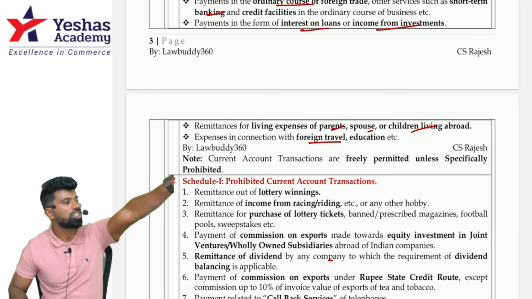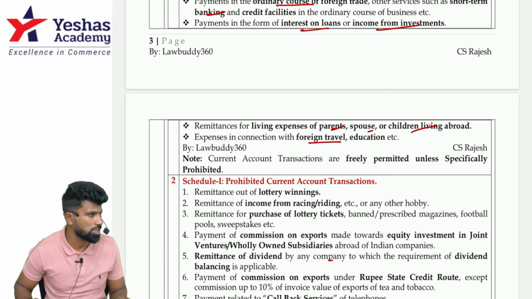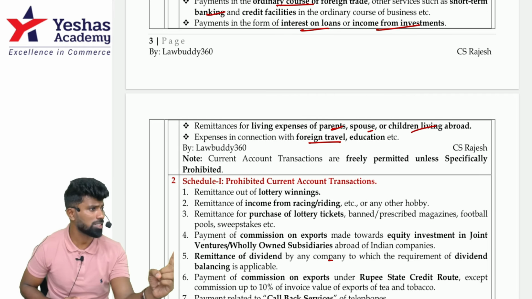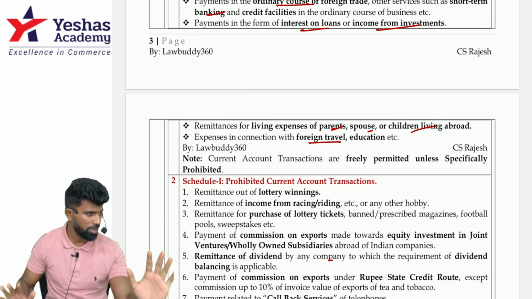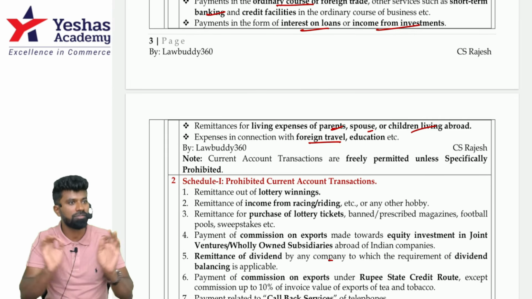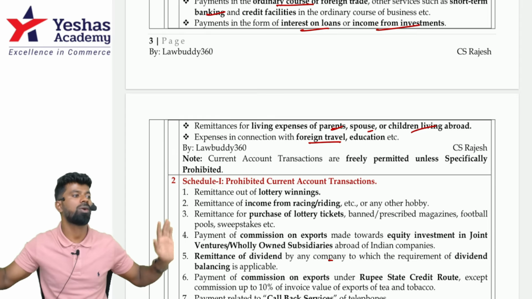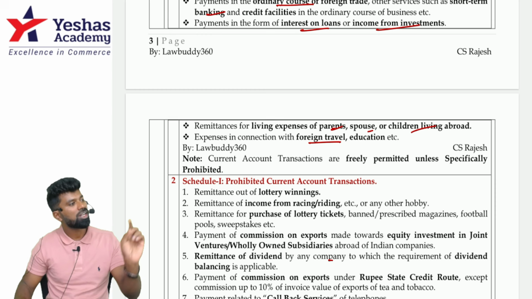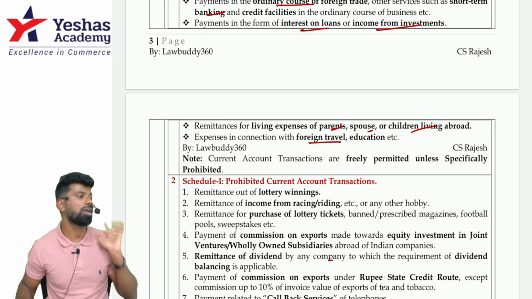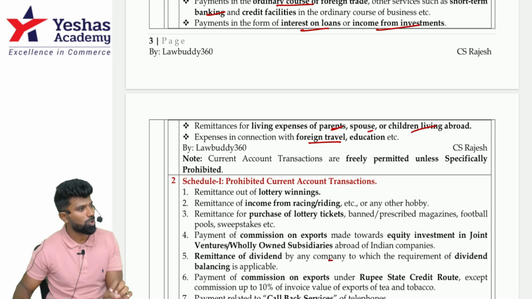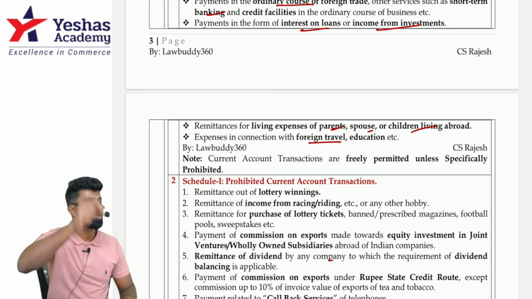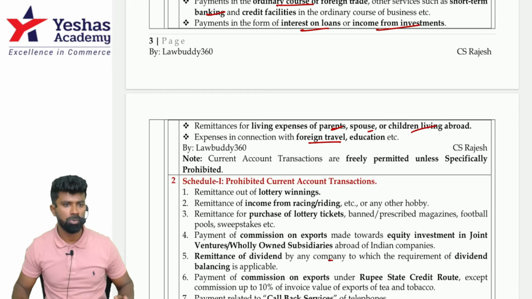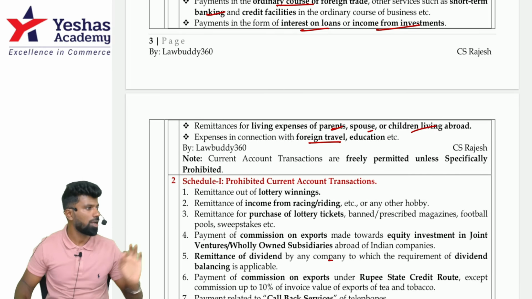There are 3 schedules under the current account transaction: Schedule 1, Schedule 2, Schedule 3. Schedule 1 provides the prohibited current account transactions, meaning a person cannot undertake the following types of transactions. Second, there are a few transactions which require approval of the central government. And Schedule 3 provides the list of transactions which require whose approval? RBI's approval. These 3 lists are most important. Based on that, there can be a practical question in the examinations.